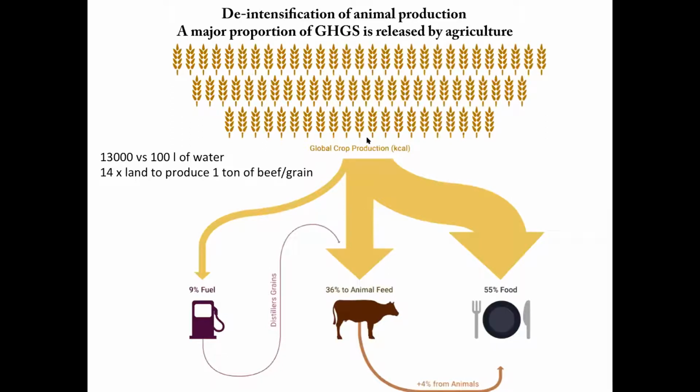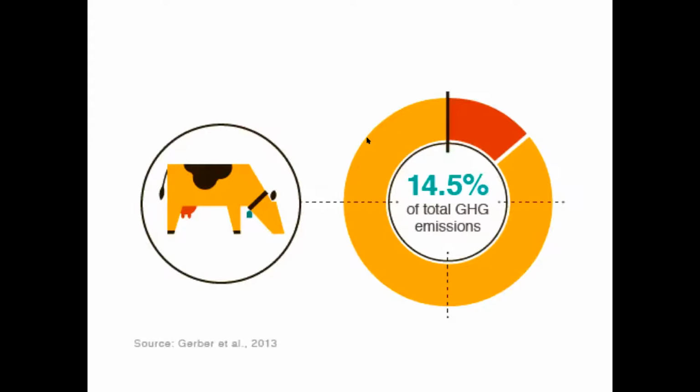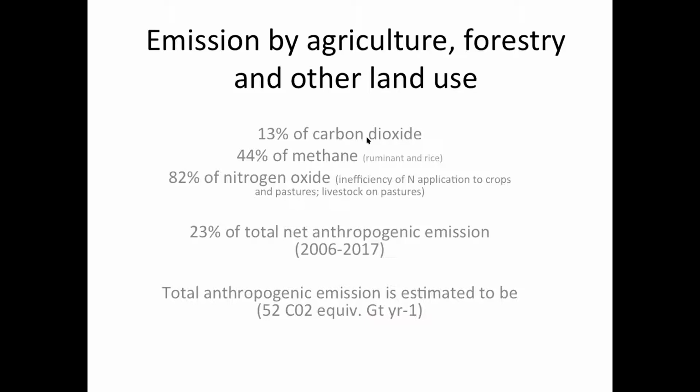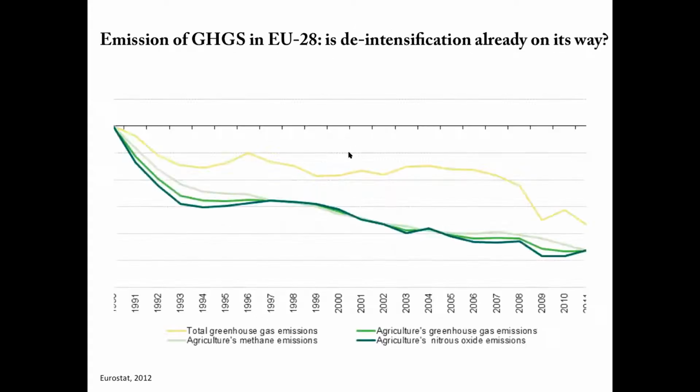We also need to look at animal production on the planet, because a major proportion of greenhouse gases is released by agriculture, and animal production requires not only a huge amount of water, but also a huge amount of land. So this needs to be taken into consideration, because about 14.5% of greenhouse gases comes from animal production, and all over agriculture and forestry are responsible for 13% of carbon dioxide, 44% methane, and 82% of nitrogen oxide, for a total of about 23%. So this needs to be considered in our current agricultural system. It's not sustainable.